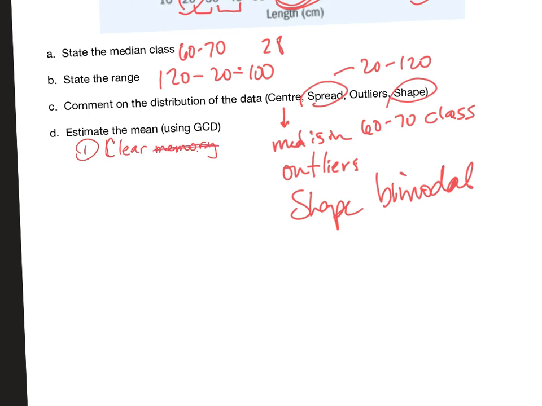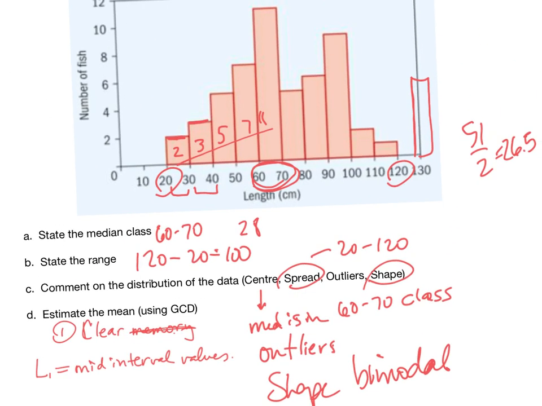Okay, second, you're going to want to enter the mid-interval values in list 1. So list 1 is going to be the mid-interval values. Okay, what that means is up here, since I know this, let me erase some stuff because there's stuff in my way here. Erase. Why aren't you erasing? There we go.